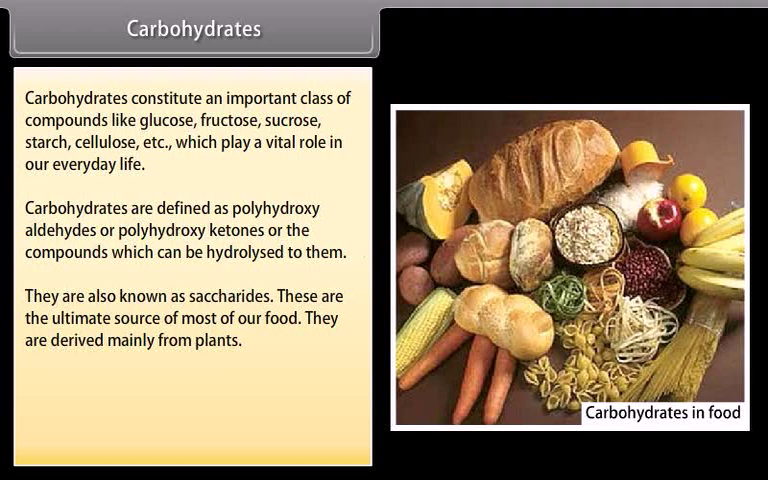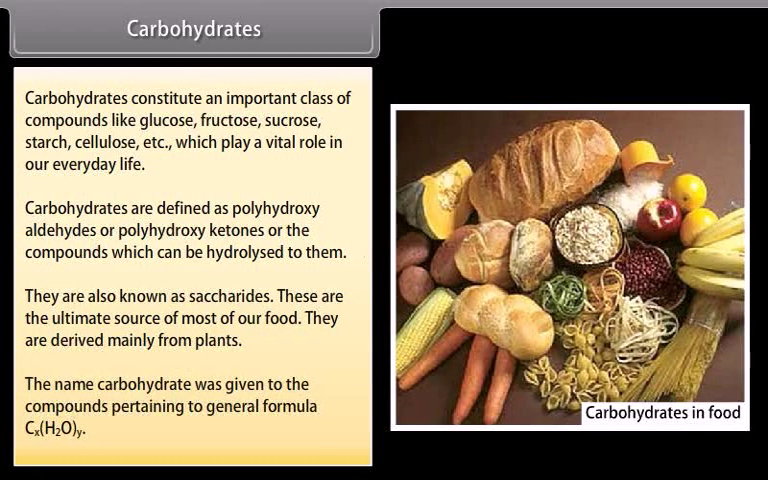These are the ultimate source of most of our food. They are derived mainly from plants. The name carbohydrate was given to the compounds pertaining to general formula CxH2yOy.